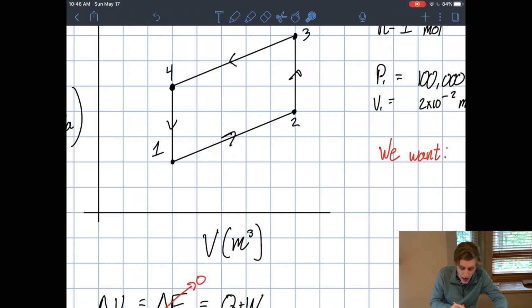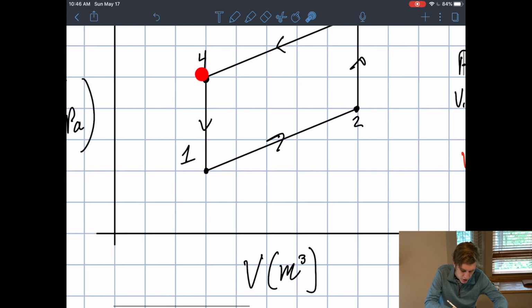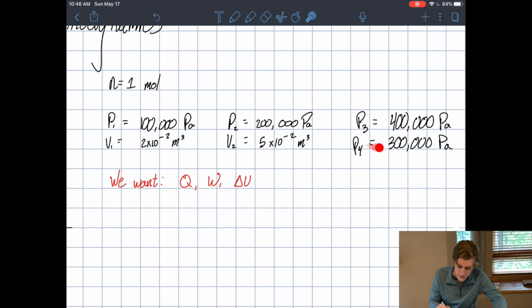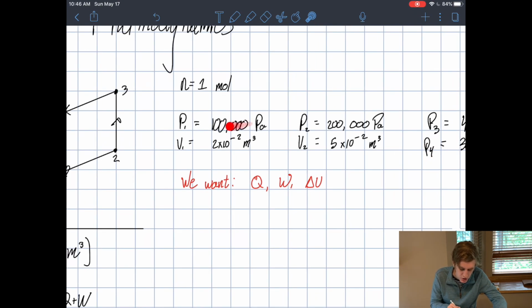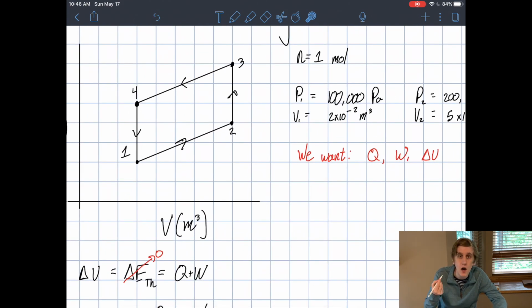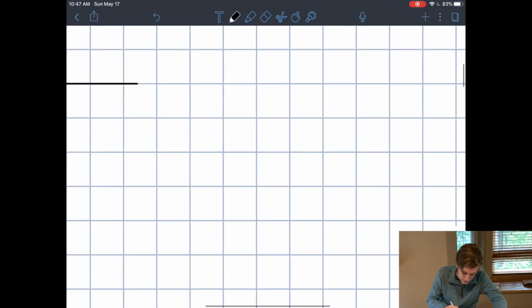In this case, the height of our parallelogram is this distance, which is the same as this distance. That distance is the change in pressure between point 4 and point 1. I've given us more information. Pressure 4 is 300,000 pascals, and pressure 1 is 100,000 pascals. That's a difference of 200,000 pascals. So the height of this parallelogram is 200,000 pascals.